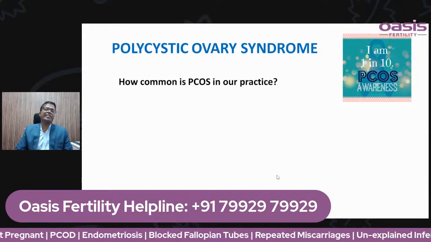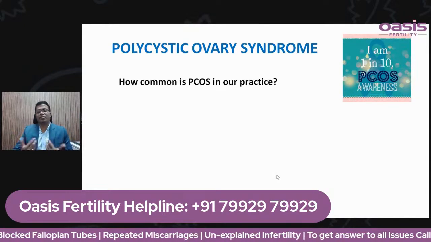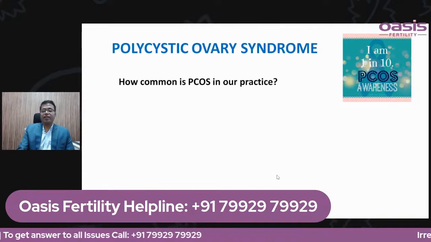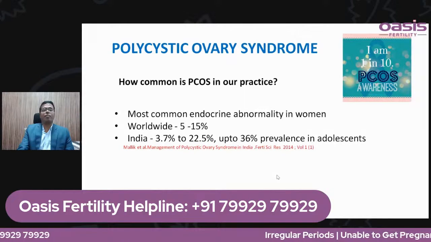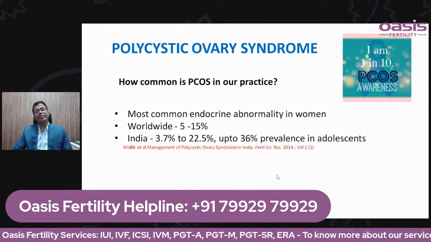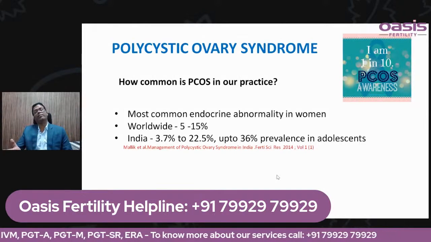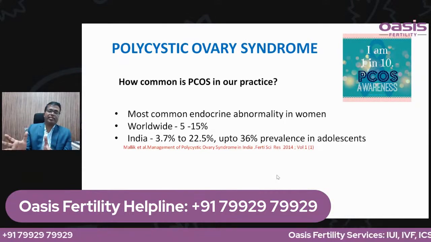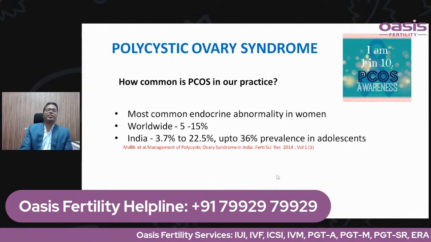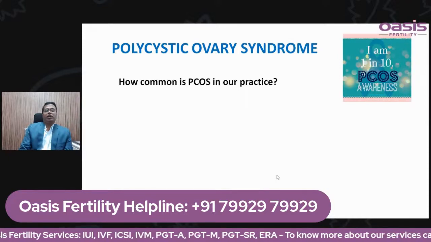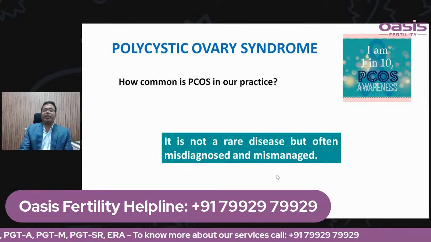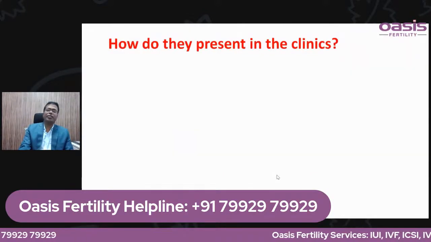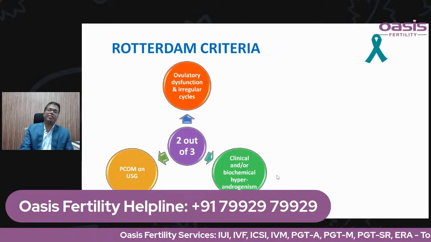People must be asking how common PCOS is in our practice. If I answer as a doctor how frequently we find conditions like polycystic ovary syndrome, the prevalence varies from population to population, but worldwide it is 5 to 15%. In India, some researchers have found it up to 22.5%, and it can be as high as 36%. That is among adolescents and young adult females especially. So the prevalence is very high. It is not a small disease or one we should ignore. It is not a rare disease at all, and many times it is misdiagnosed and mismanaged, because it has a variable presentation, which I will describe. People may treat it symptomatically, so it can be misdiagnosed and mismanaged.